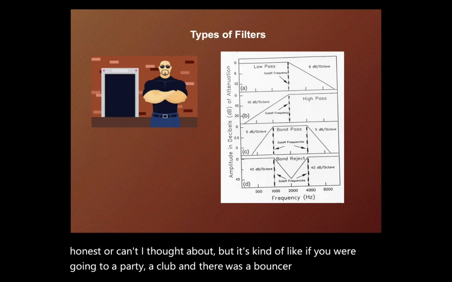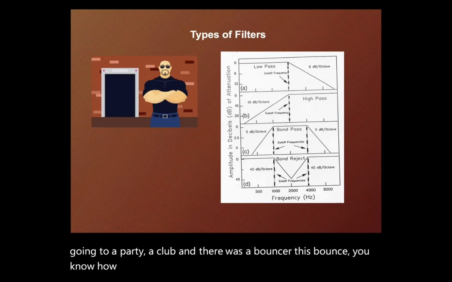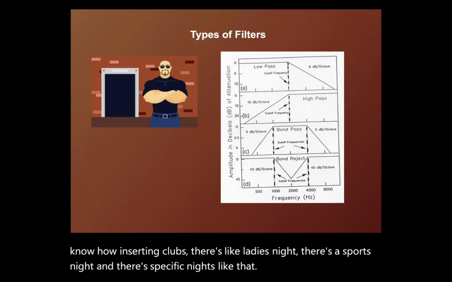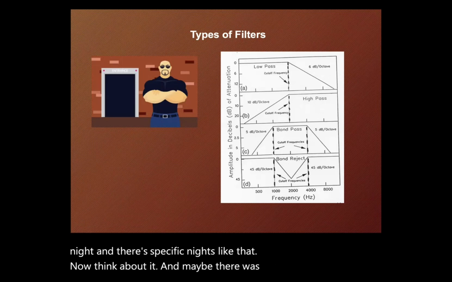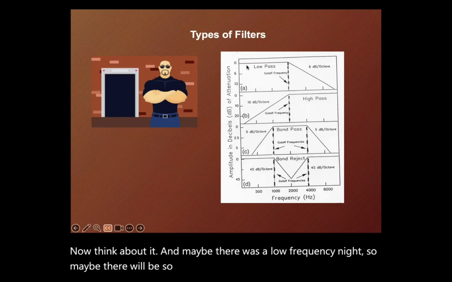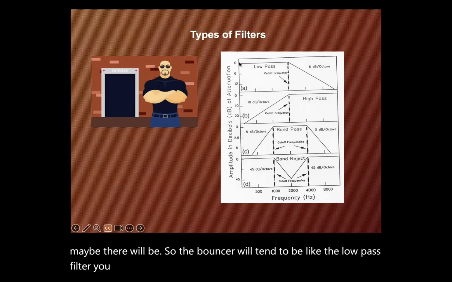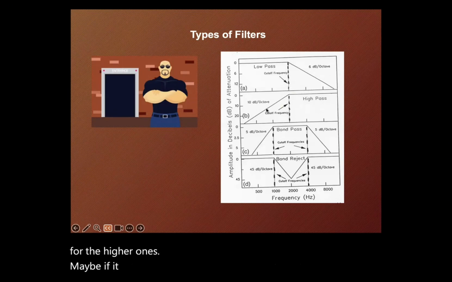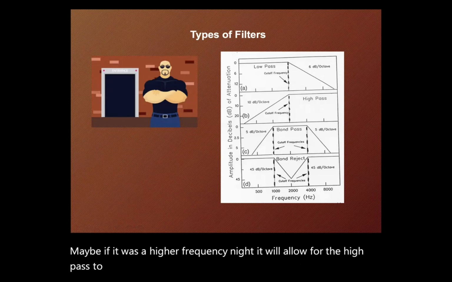You know how in certain clubs there's a ladies' night, a sports night, and specific nights like that? Now think about it, if there was a low frequency night, the bouncer would technically be the low pass filter. It would allow the lower frequencies to pass and not allow the higher ones. If it was a higher frequency night, it would allow the high pass in and not accept the lower frequencies, and so on.